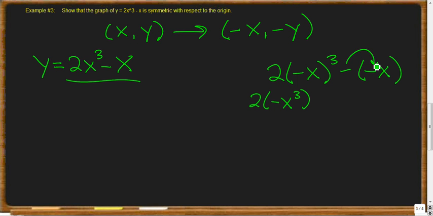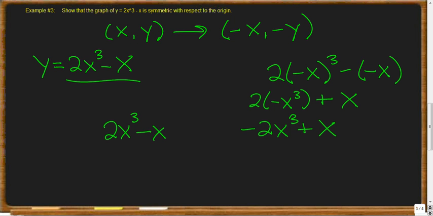If I subtract a negative, I end up with a positive, so I get a positive x. If I simplify this even further, 2 times negative x cubed, I always want to pull the negative out front. So I get a negative 2x cubed plus x, which when I compare that to 2x cubed minus x, these are exact opposites of each other. You can see that this has changed to a negative, this has changed to a positive. So what I can actually say is that this equals negative y, which was the result that I was looking for to begin with.